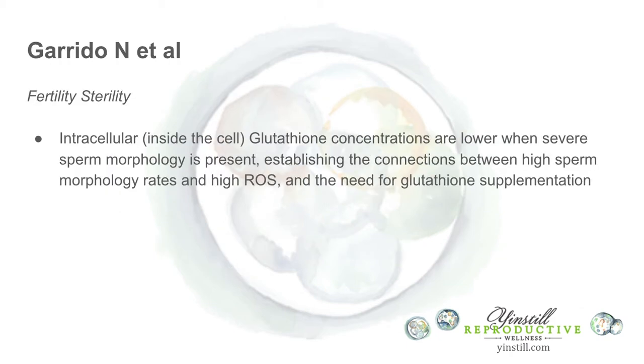Garrido N. et al. published research in Fertility and Sterility that showed that intracellular, or inside the cell, glutathione concentrations are lower when severe sperm morphology is present. So this establishes the connections between high sperm morphology rates and high reactive oxygen species and the need for glutathione supplementation.